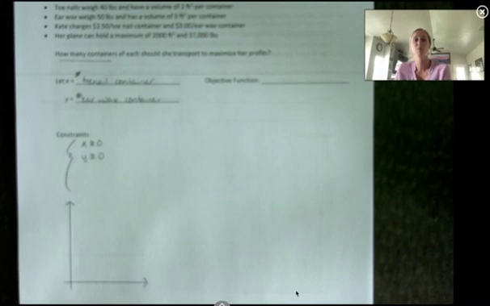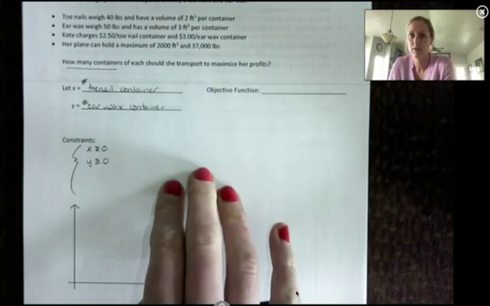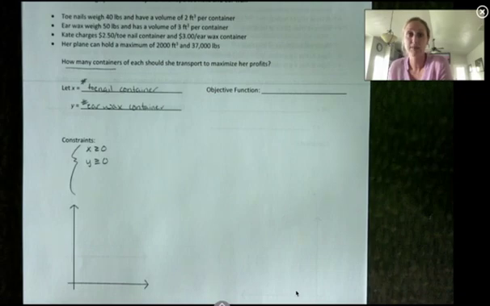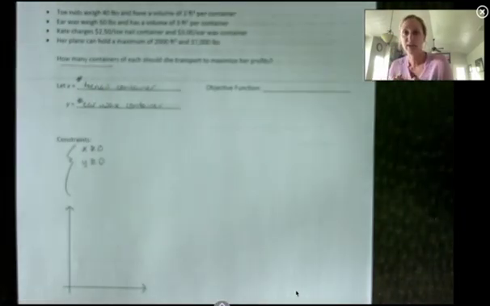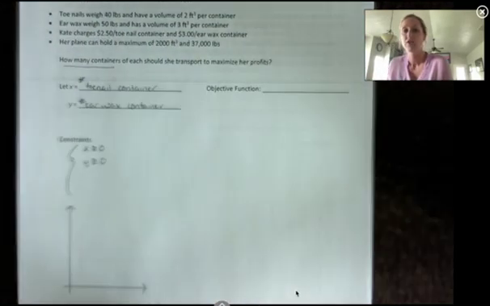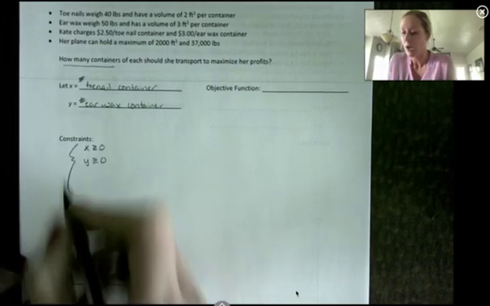Okay, but we have more constraints than that. So constraints, think about things that we're limited to. The plane is limited by the space and the weight it can hold. So space is volume. So there is a maximum volume that we can have within this cargo plane, and that is 2,000 cubic feet. So each of the containers have their specific volume associated with it. So we want one inequality dealing with the volume constraint and one inequality dealing with the weight constraint. So I'm going to start with the volume.